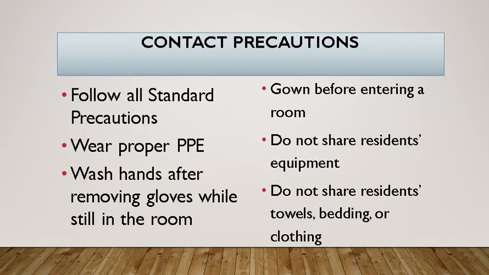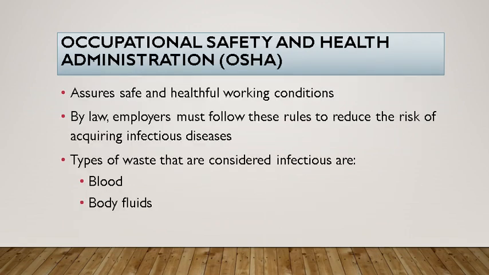Contact precautions are used when an infected person can spread that infection by direct contact, touch with another person. Personal protective equipment, such as gloves and gowns, is used to protect the clothing of the staff from cross-contamination. We would dispose of that after each use. An example of a contact illness would be conjunctivitis, which is pink eye. It's highly contagious through touch.